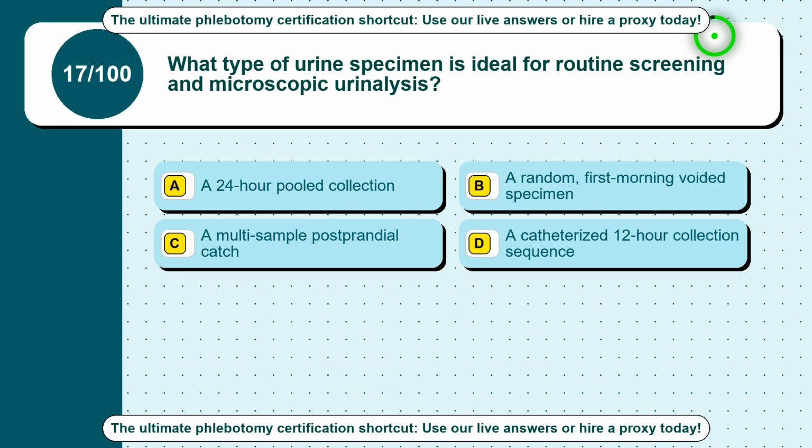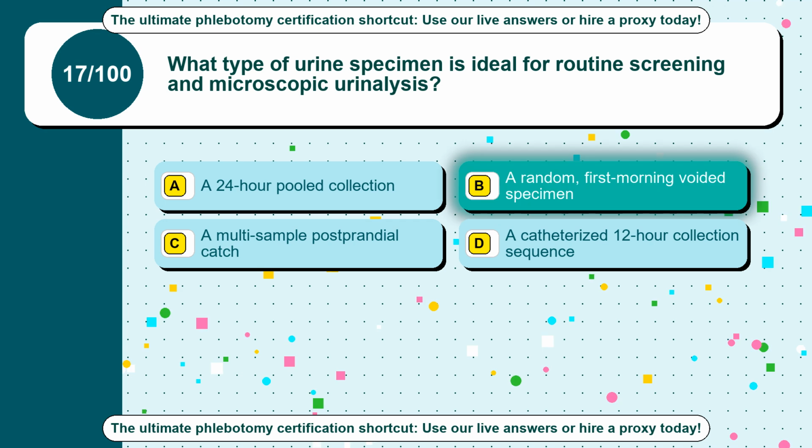Question 17. What type of urine specimen is ideal for routine screening and microscopic urinalysis? Option A, a 24-hour pooled collection. Option B, a random, first morning voided specimen. Option C, a multisample postprandial catch. Option D, a catheterized 12-hour collection sequence.